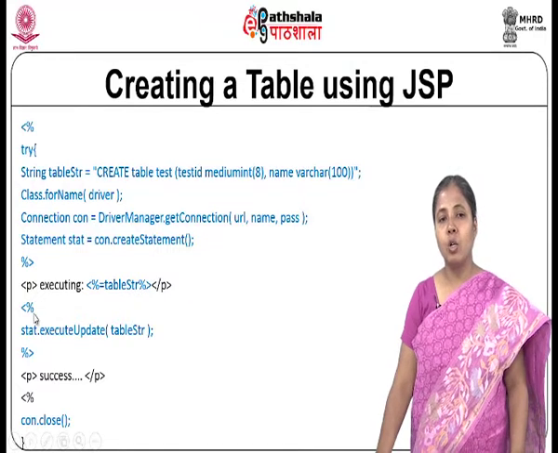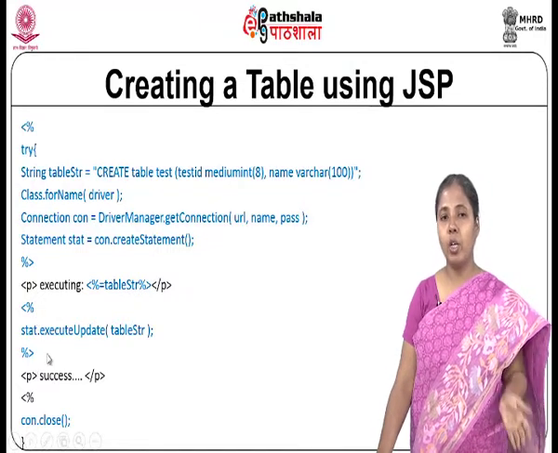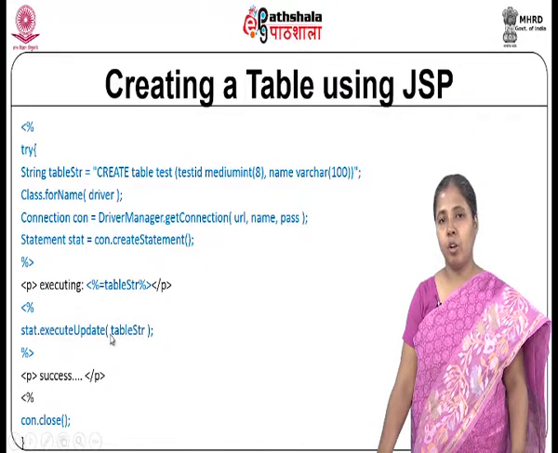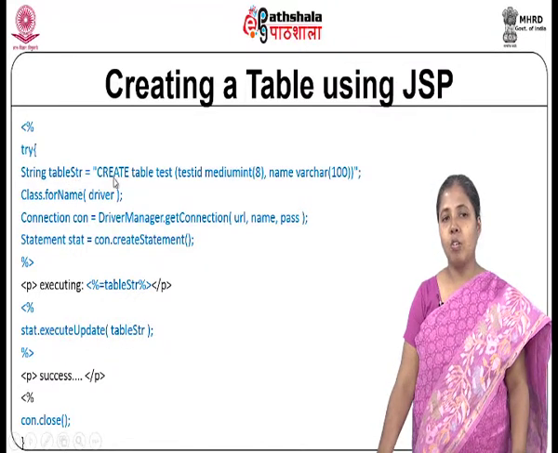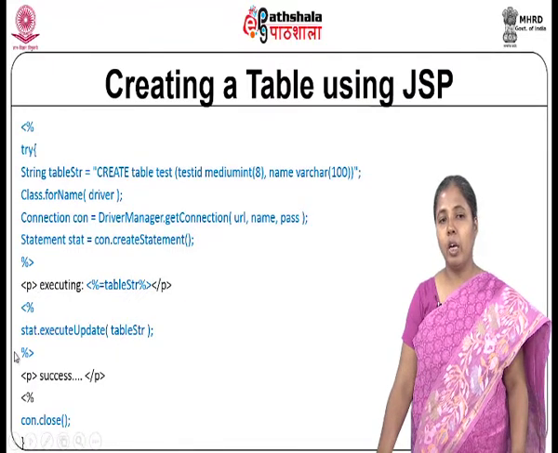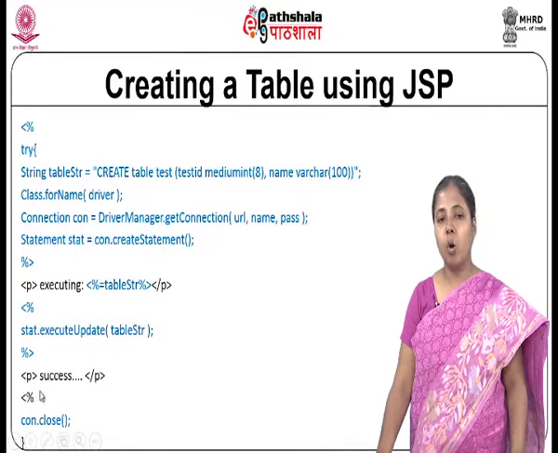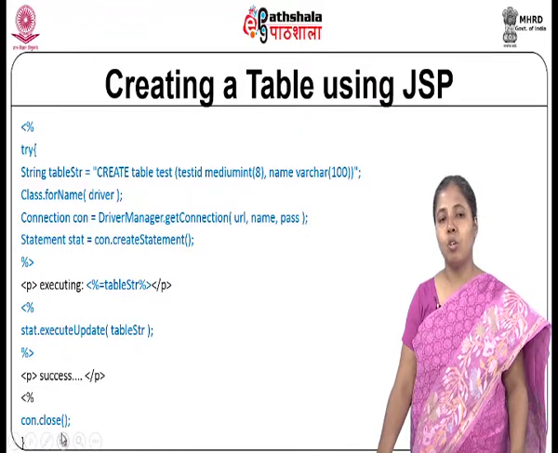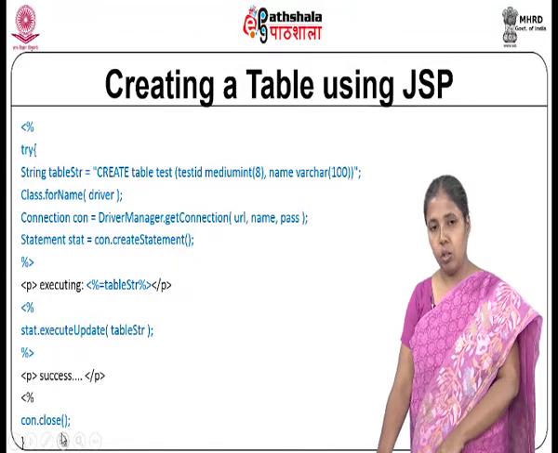Now again you start your scriptlet where you want to execute your create statement. So st is the statement object, dot executeUpdate of the table string. So the table string is nothing but the create statement. So the query string is given here, that would get executed. So here you now want to print on the screen a message like success. So this is the text that is printed in the HTML page, and now you want to close the connection. So connection.close.